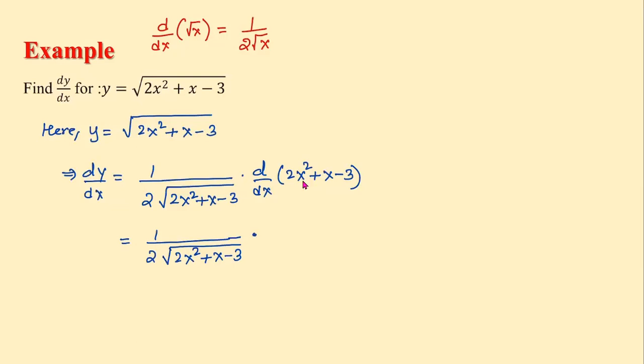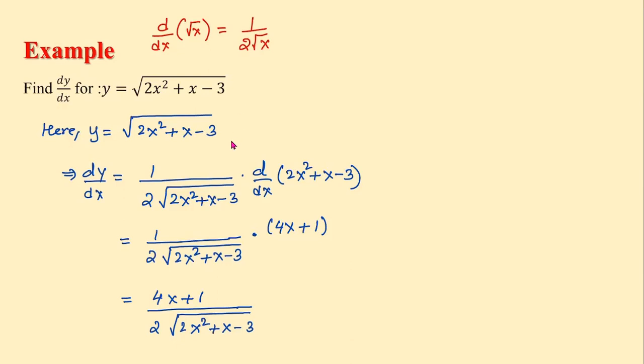Derivative of 2x squared is 4x. Plus derivative of x is 1. And the derivative of 3 is 0. So we get 4x plus 1. Now, if we simplify this, 4x plus 1 multiplied by 1 is 4x plus 1. And in the denominator, we have 2 times the square root of 2x squared plus x minus 3. So that is the derivative of this function, y equal to square root of 2x squared plus x minus 3.